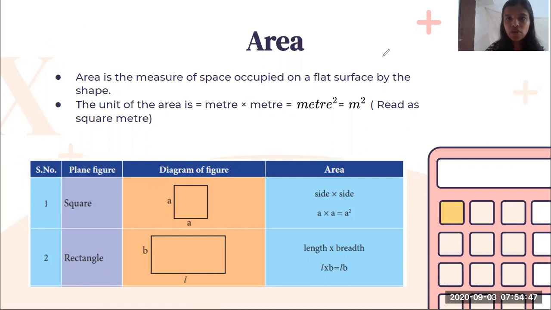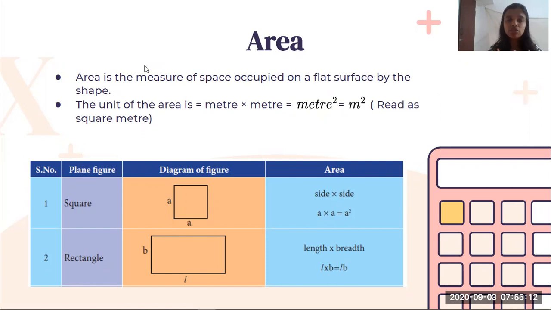That's about area. For a square, all the sides are similar, no? All the sides have equal length. So the area of a square is side into side, that is side square. For a rectangle, like I told about the scale, it is length into breadth. So that is the area of a rectangle.